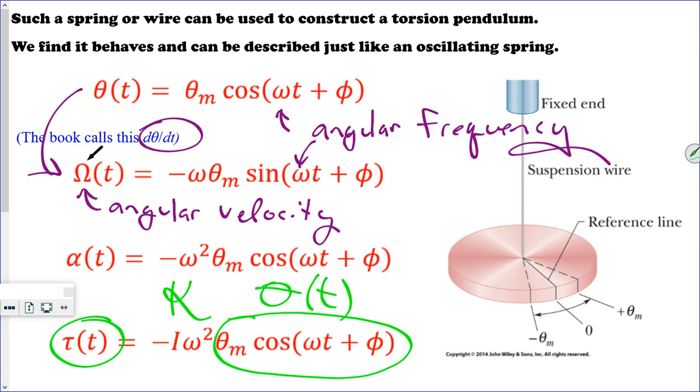Okay, any problems? Did I lose anybody there? Too much, like beyond the point of return?